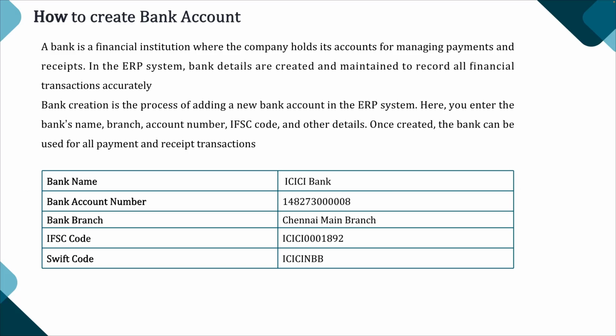Let us take an example. Bank name, ICICI Bank. Bank account number, 14827300008. Bank branch, Chennai Main Branch. IFSC code, ICICI 00018892. SWIFT code, ICICINBB.